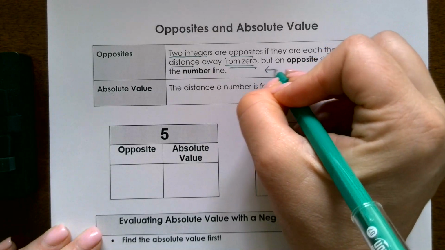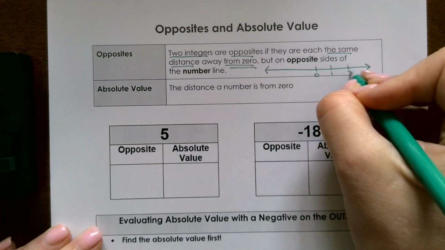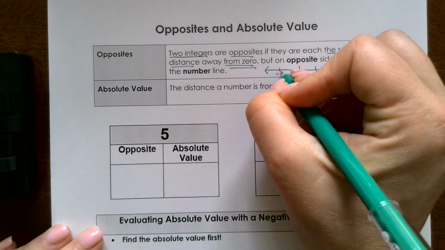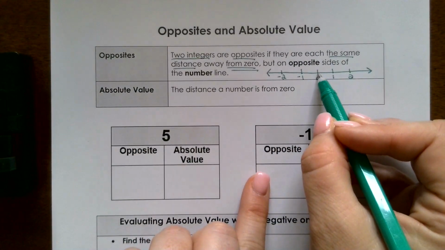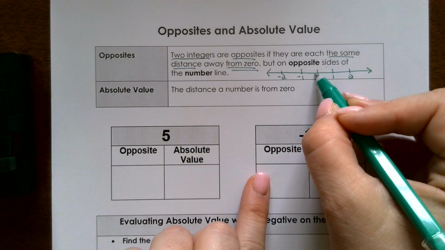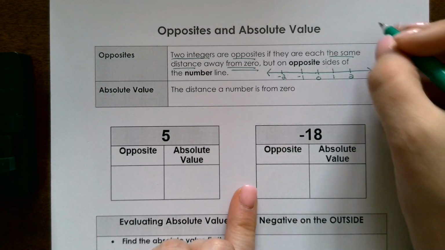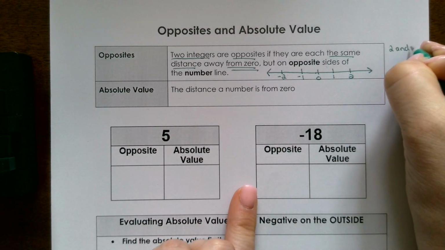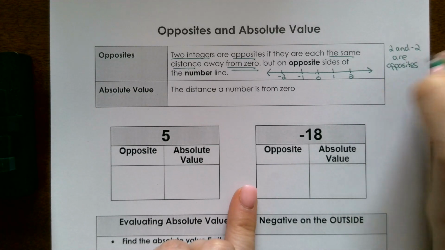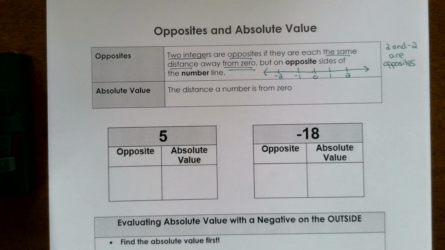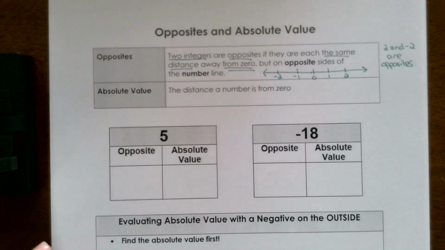So if I draw a number line right here, and I have a 0 in the middle, and we're going to 1, 2, -1, -2. You can see that -2 is 2 spaces away from 0, and 2 is 2 spaces away from 0. So they are the same distance away from 0, but on opposite sides. So 2 and -2 are opposites. Other opposites, 10 and -10, 100 and -100, 1,000 and -1,000. Same distance away from 0, but on opposite sides.